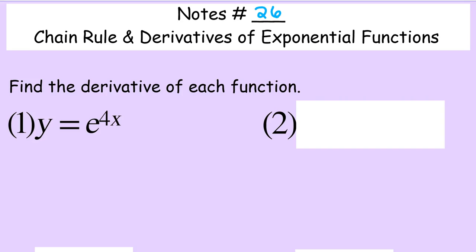So in the first slide here, what you're going to see is the development of the idea of how we get the derivative of exponential functions. So problem number 1, we have y equals e to the 4x, and we can use the chain rule to find the derivative. So remember from yesterday, if you have e to the something, then its derivative is e to the something times the derivative of that something. So in this case, e to the 4x times the derivative of 4x, and the derivative of 4x is 4. So our answer is y prime equals 4e to the 4x.